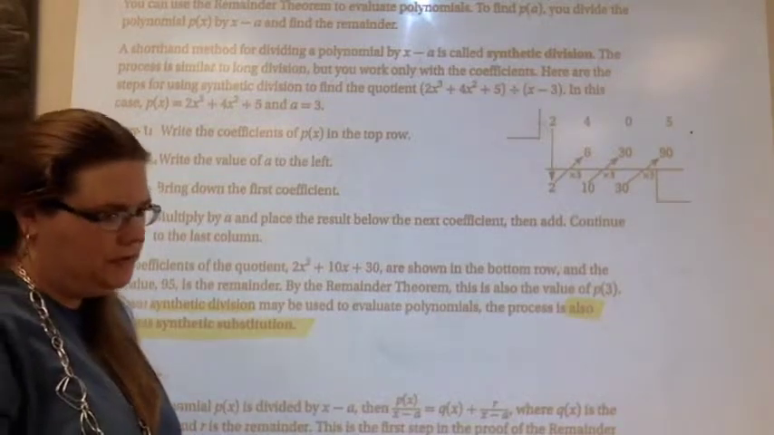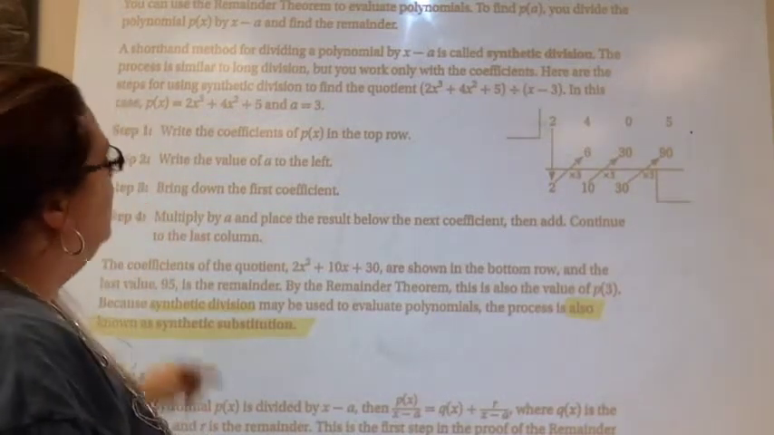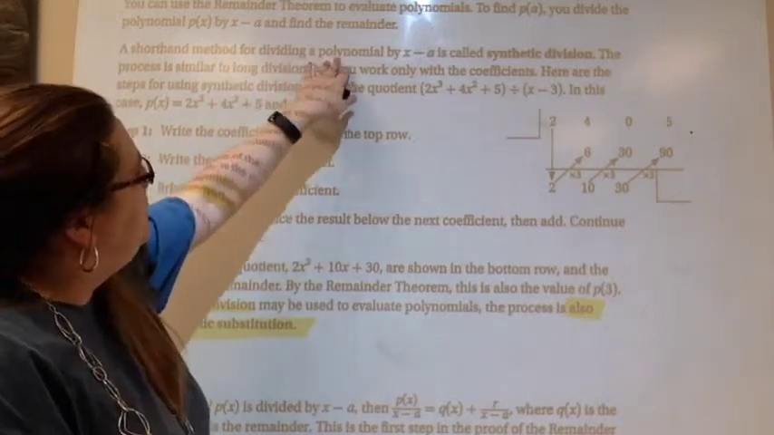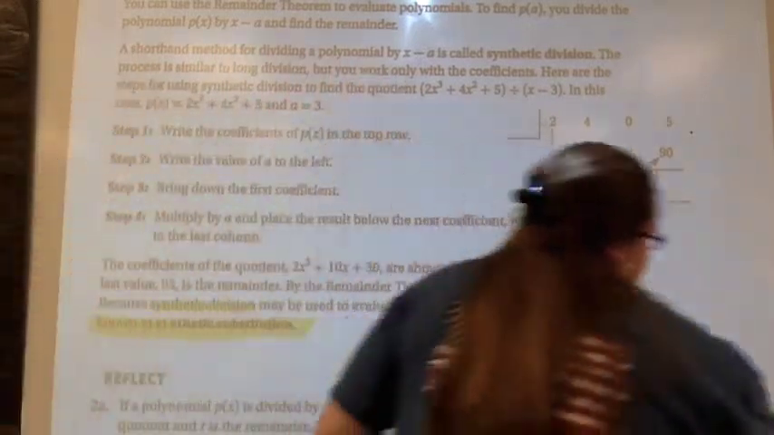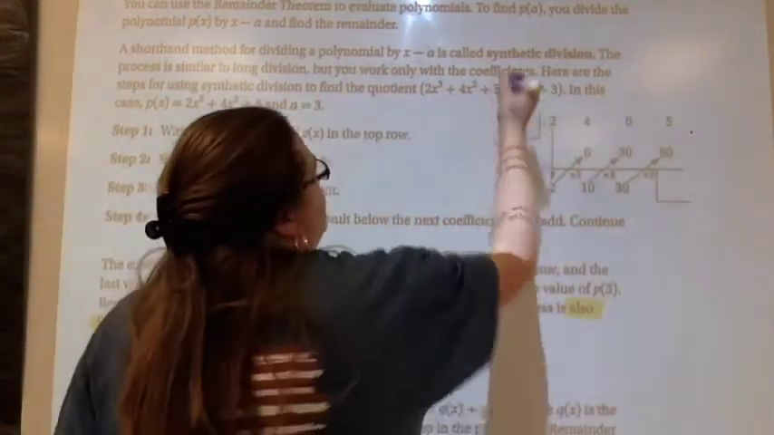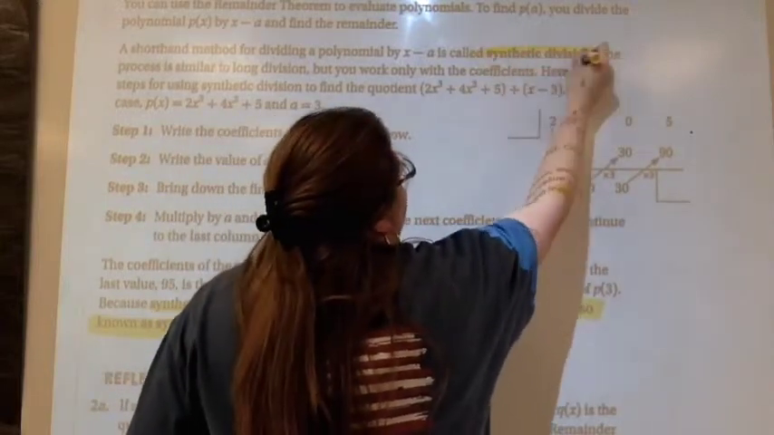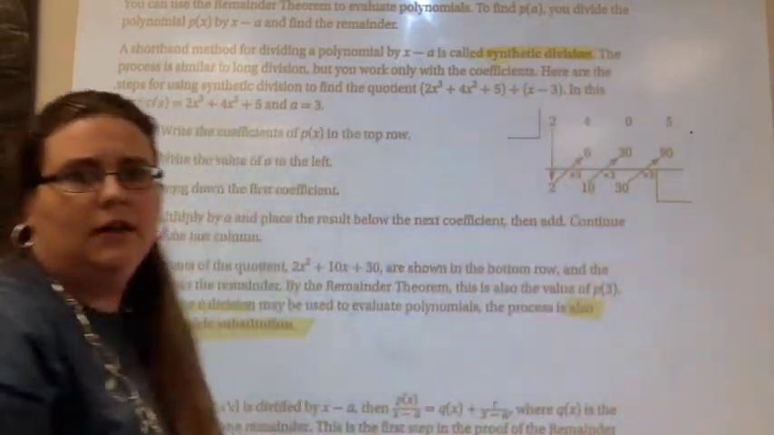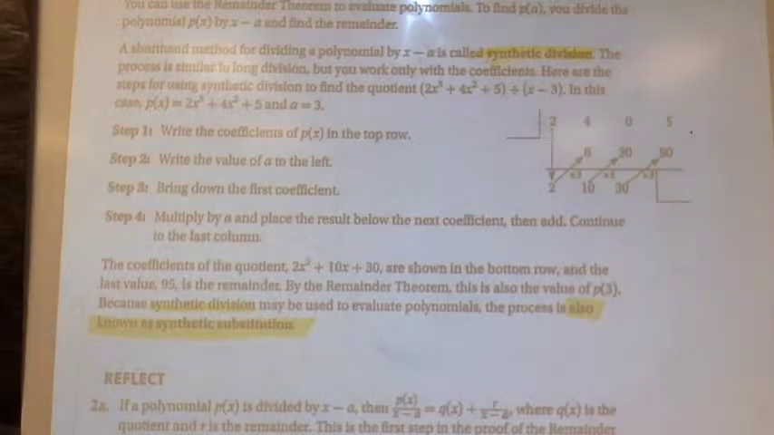So here's another piece that you're going to need to highlight. A shorthand method for dividing a polynomial by x plus a, or x minus a, is called synthetic division. Make sure that you highlight that on your paper. Synthetic division. The process is similar to long division, but you work only with the coefficients.